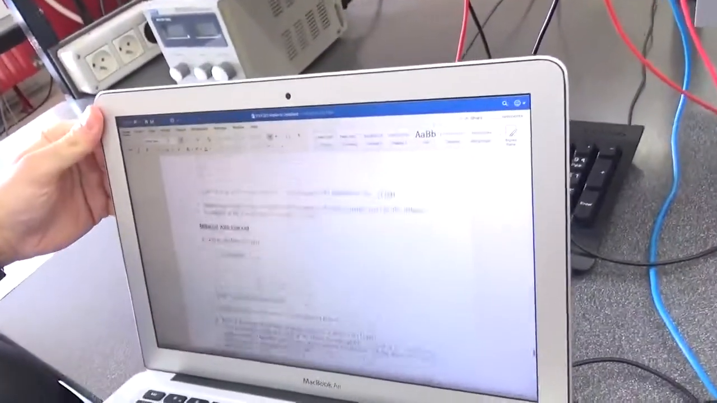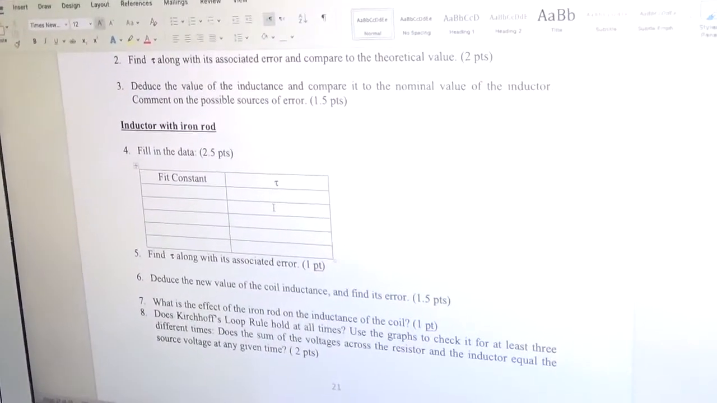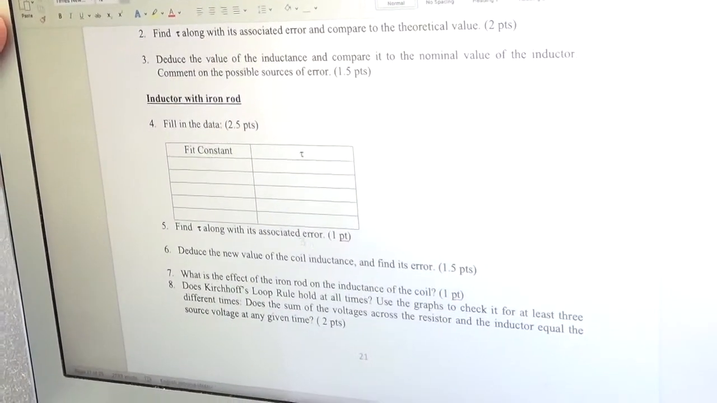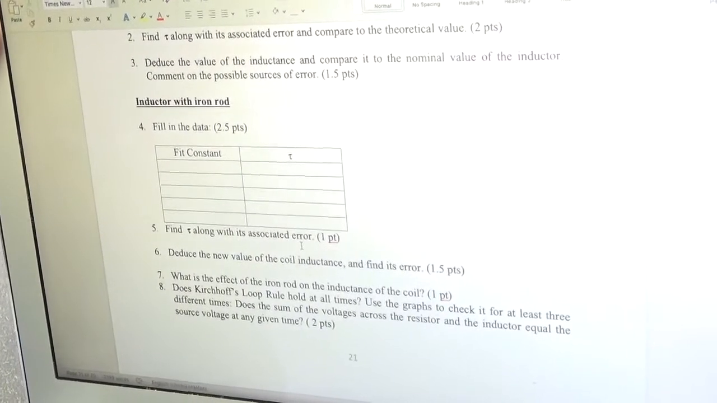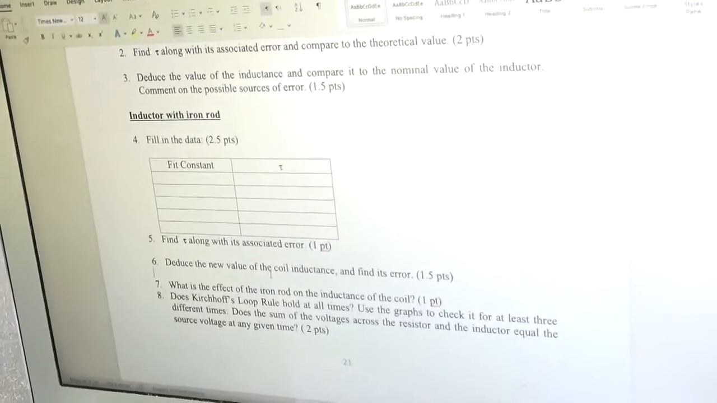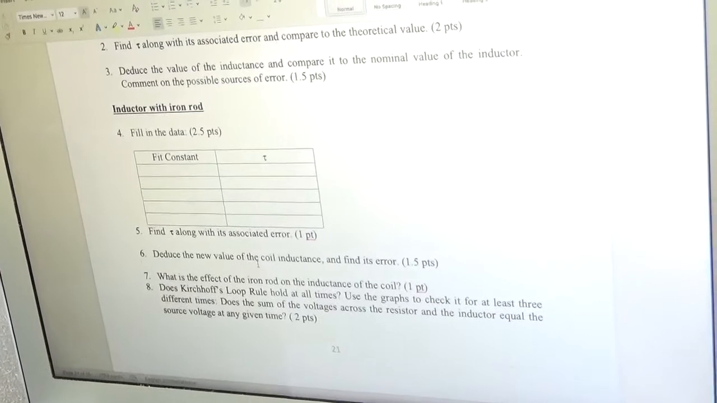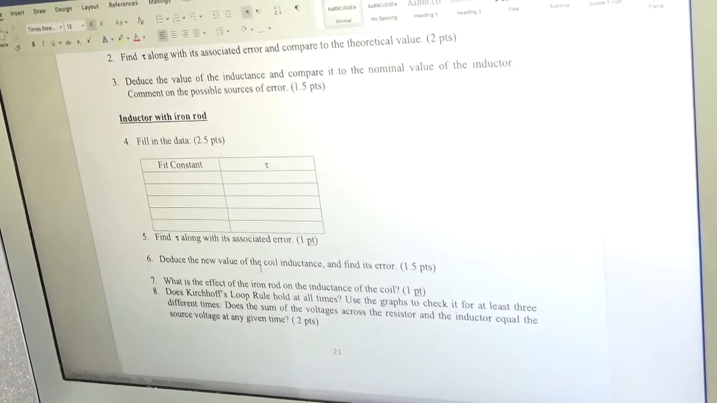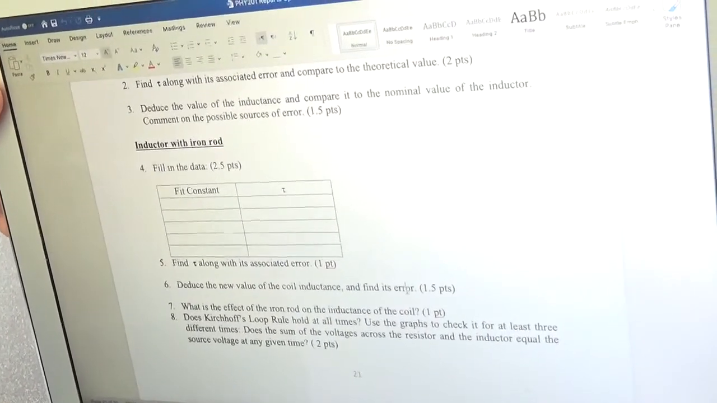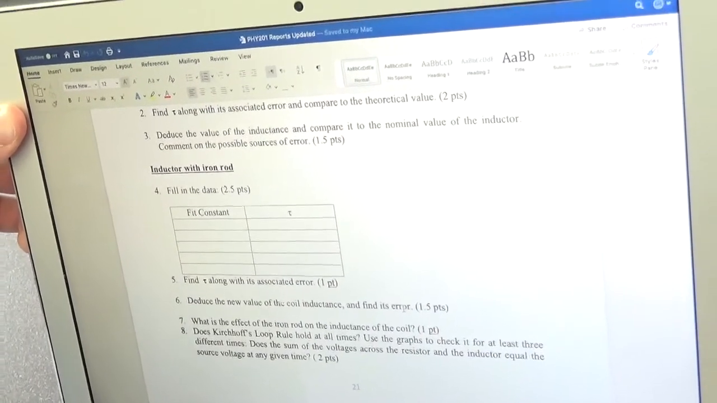After finding all of these values, we are going to move to the second part. You are going to fill that table with the values for the fit constant. Then you are going to find the corresponding values of tau. Then over here you find the average along with the associated error, which is the standard deviation and the standard error. And then you are going to deduce over here the new value for the inductance. So after inserting the iron core, now we have a new, different value for the inductance of that inductor, which you have to determine along with its corresponding error, which is none other than the propagation of error. And that would be it for our experiment of today.